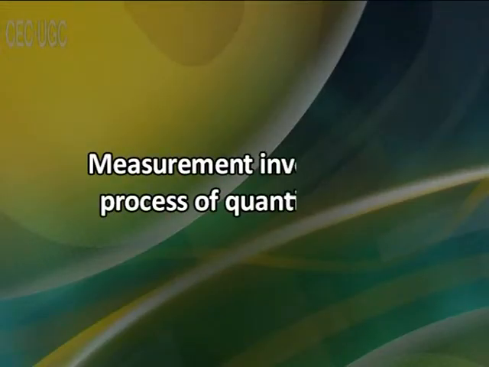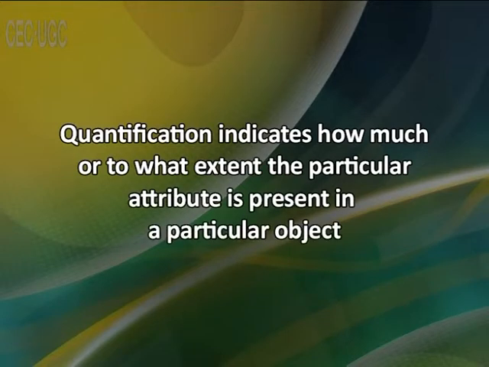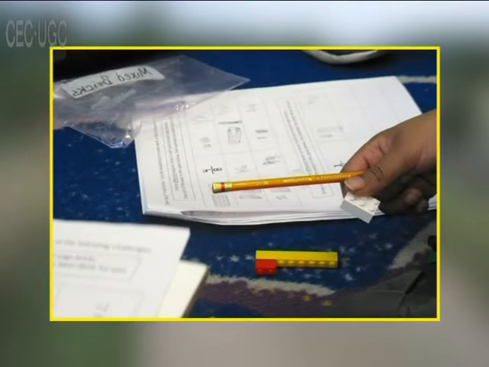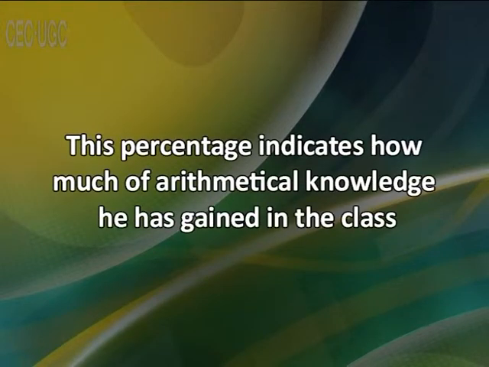Third, in the process of measurement, numerals are used to represent quantities of the attribute. In other words, measurement involves the process of quantification. Quantification indicates how much or to what extent a particular attribute is present in a particular object. For example, when the investigator is measuring the achievement of a child in arithmetic, he quantifies it by saying that the child has 80% marks in this class. This percentage indicates how much arithmetical knowledge he has gained in the class.